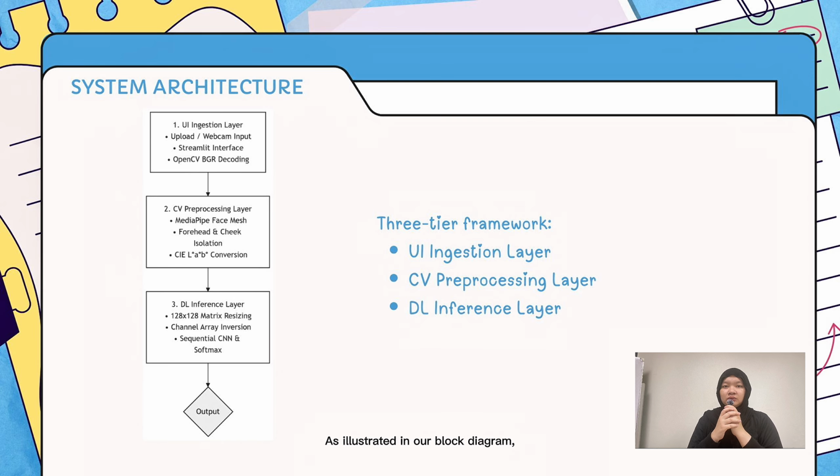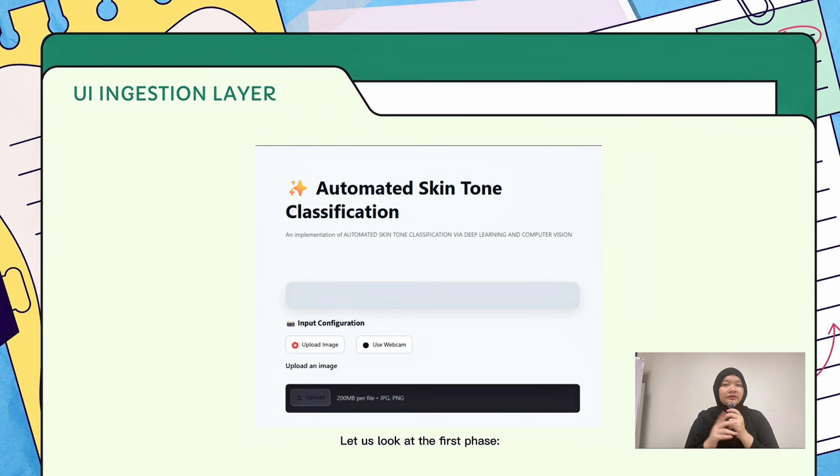As illustrated in our block diagram, the proposed solution operates as a synchronized three-tier framework: the UI ingestion layer, the computer vision pre-processing layer, and the deep learning inference layer. This structured flow ensures that raw and unpredictable real-world facial images are systematically cleaned, filtered, and standardized before ever reaching our neural network model. Let's look at the first phase, the UI ingestion layer.